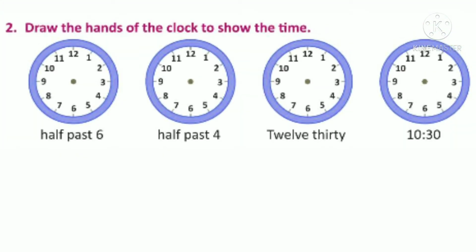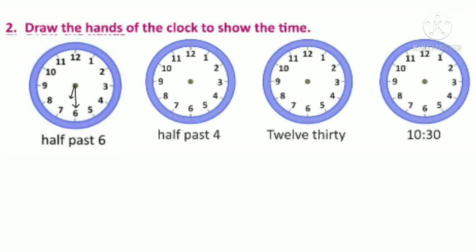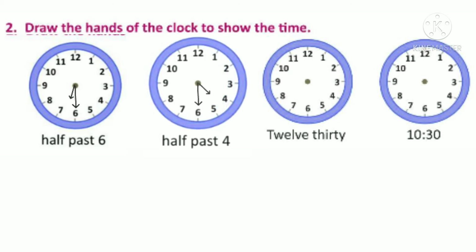The next one we have, draw the hands for the clock shown on the time 6:30. So the hour hand should be between 6 and 7 and the minute hand is at 6. The second one 4:30, hour hand is between 4 and 5 and the minute hand should be at 6.